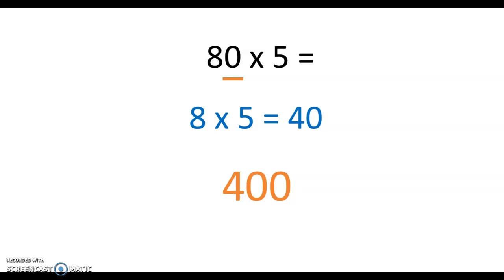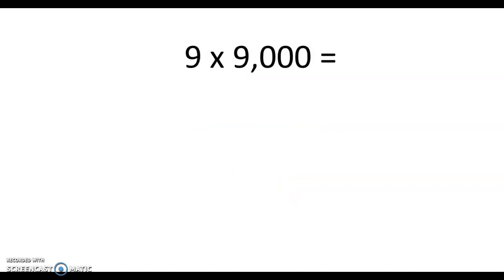Now, if you said that 40 was your final answer, the silly mistake you made was that you saw in 80 times 5 that there's only 1 zero, so you thought it only had to have 1 zero in the answer. But don't get tricked by that. That means you need to add on 1 more zero to your answer to make it 400. All right, let's try another. Erase your boards, write down 9 times 9,000.